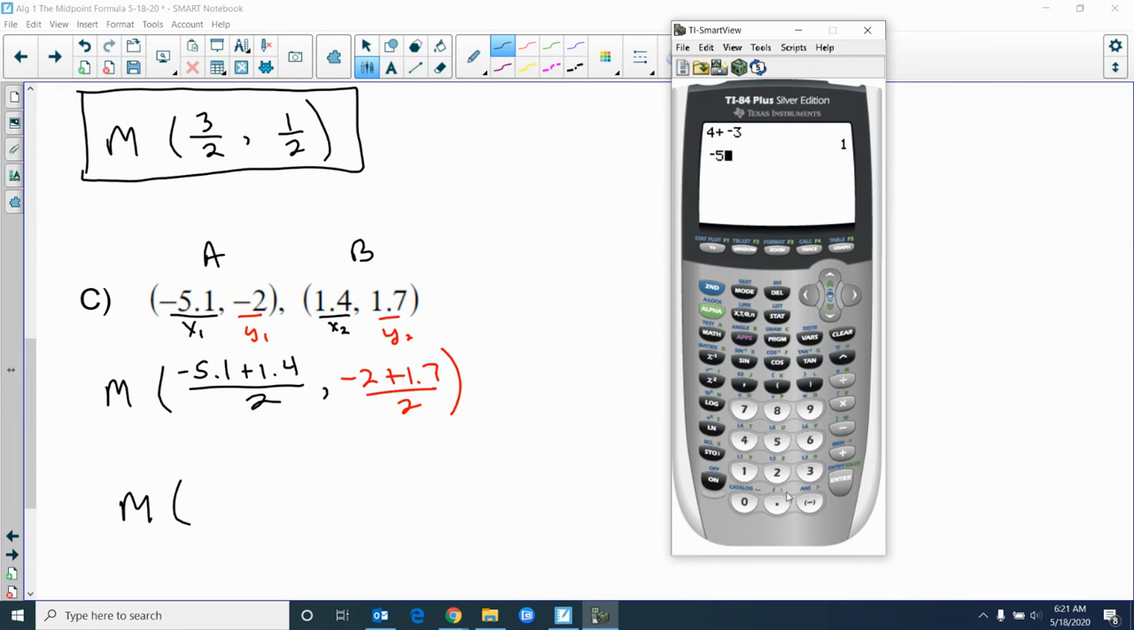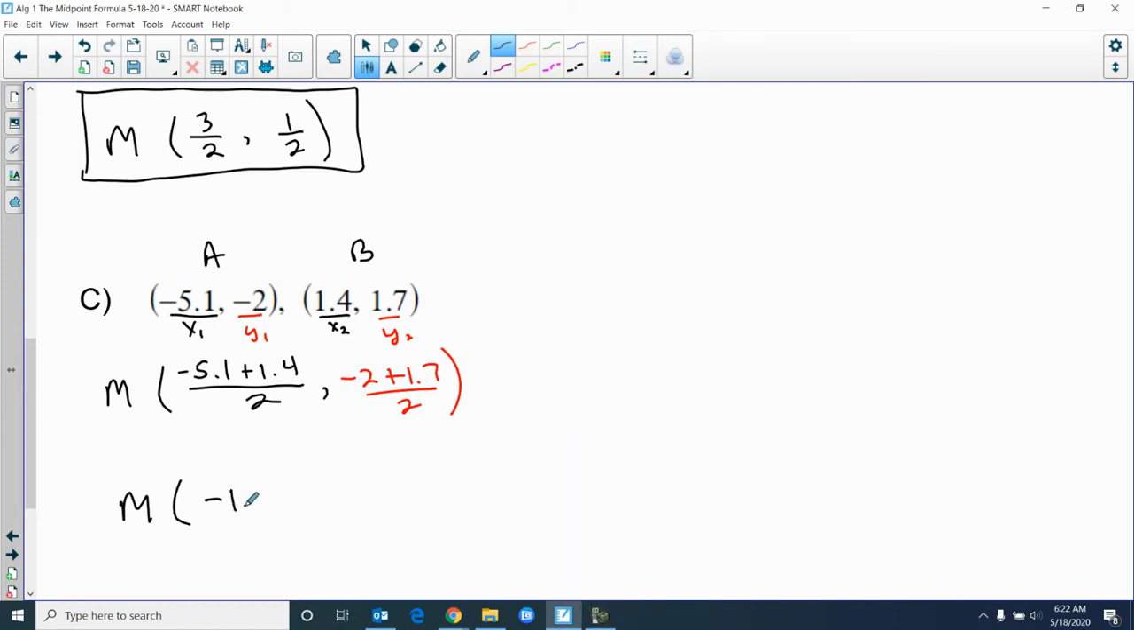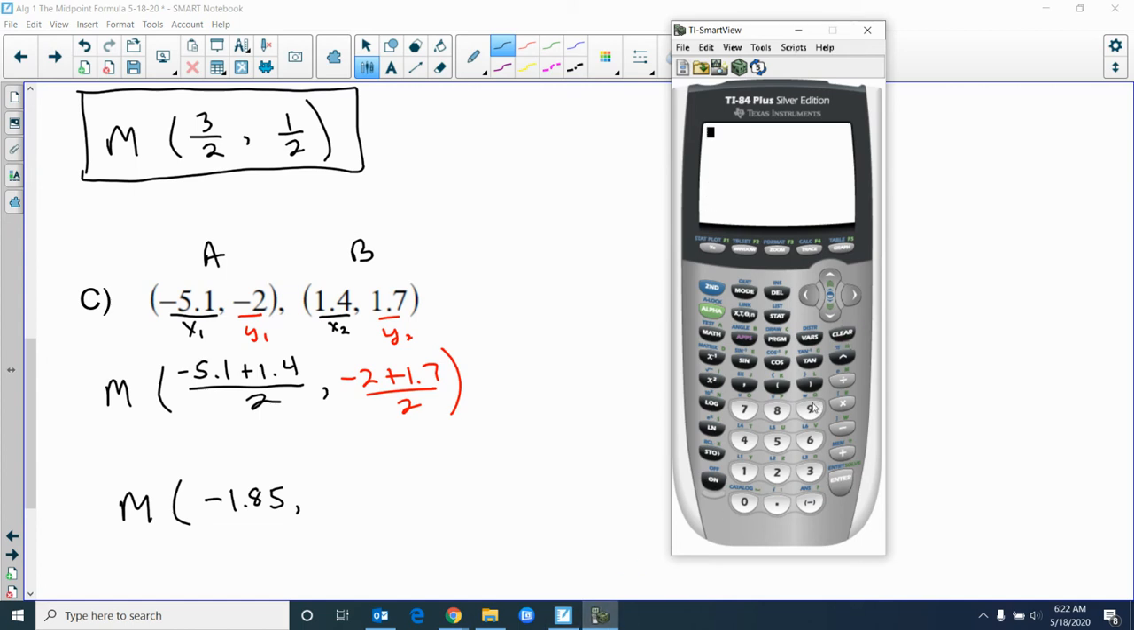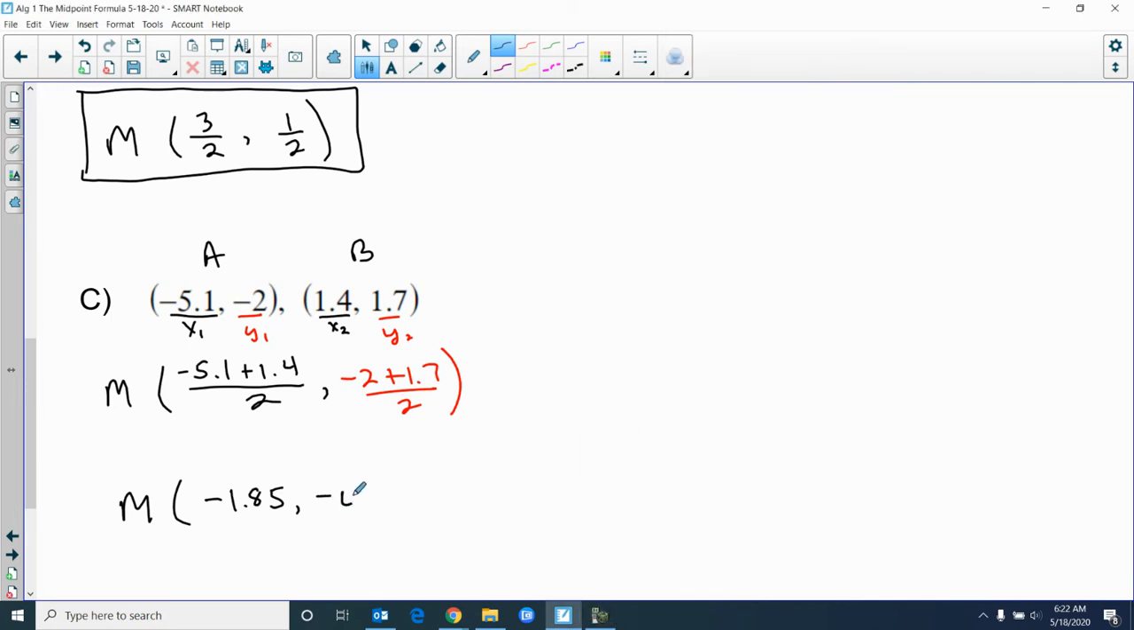So negative 5.1 plus 1.4 gives us negative 3.7 divided by 2, negative 1.85. Okay, negative 1.85. And now negative 2 plus 1.7 is negative 0.3 divided by 2 is negative 0.15.